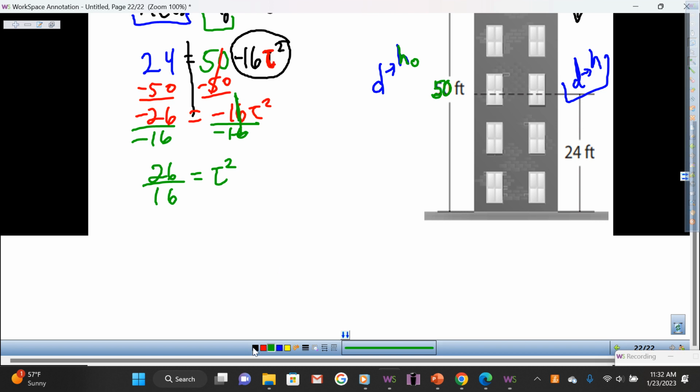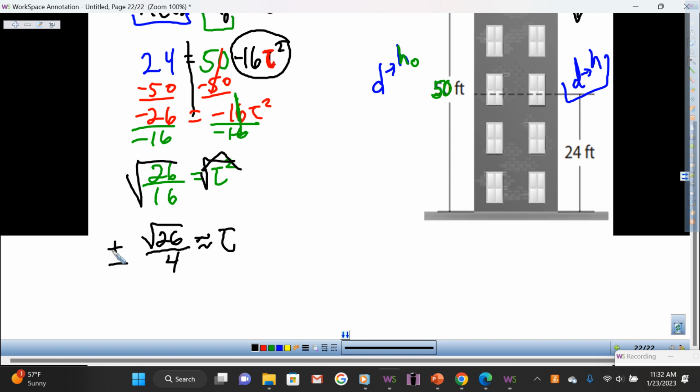Last step. Square root, square root. We're left with, let's see, what is the square root of 26? I don't know. I'm just going to leave it at square root of 26. What is the square root of 16? 4, plus or minus and all that. Since it's a square root, I'm going to do approximately our time.